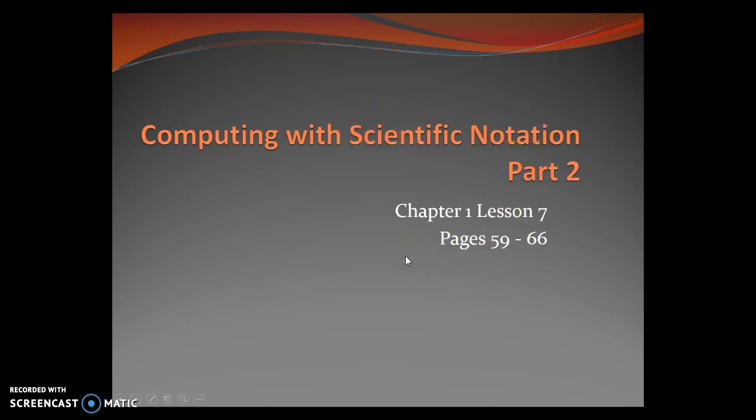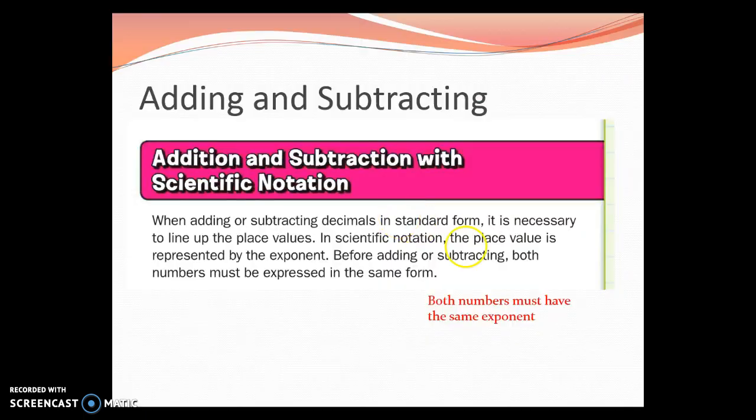Before we begin, I want to talk a little bit about place value. This is a similar process to adding and subtracting fractions, because in fractions we need a like denominator. In this case, we need a like exponent. And that's what this first slide is talking about.